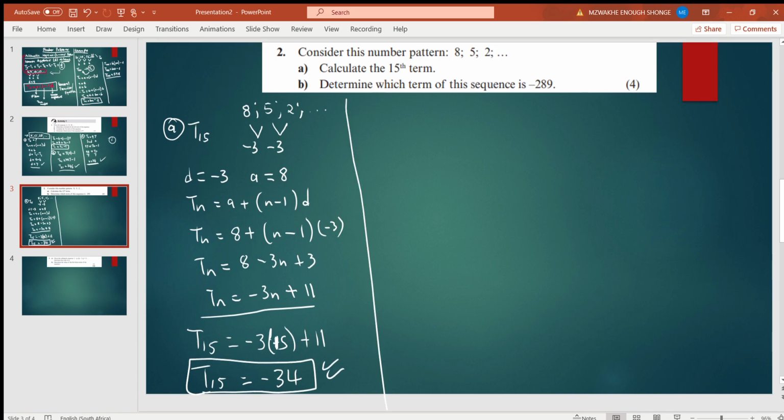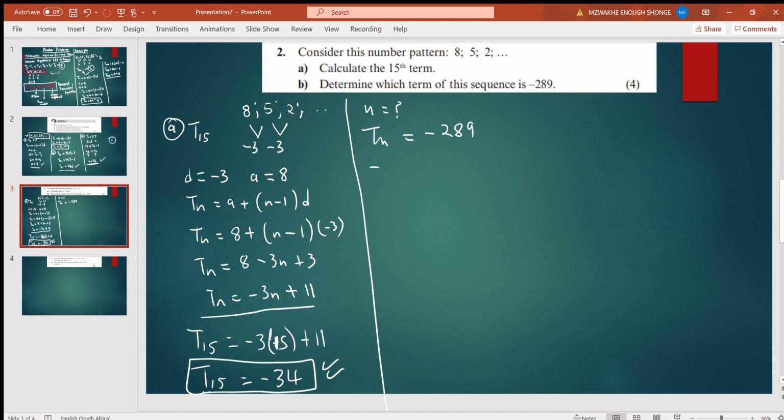Number B, it says determine which term of the sequence. So they're looking for what? For n. Which term of the sequence is negative 289? They're looking for our n. So they gave you Tn, which is negative 289. They want to know which term is equal to this.